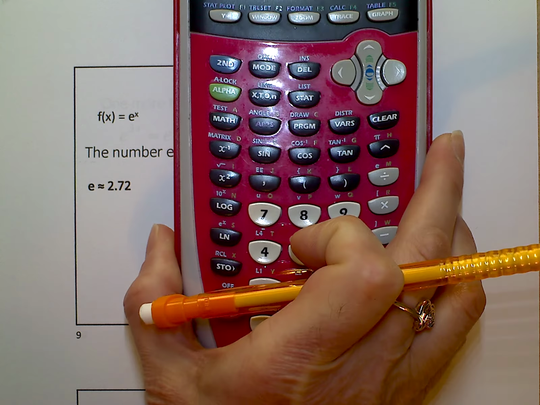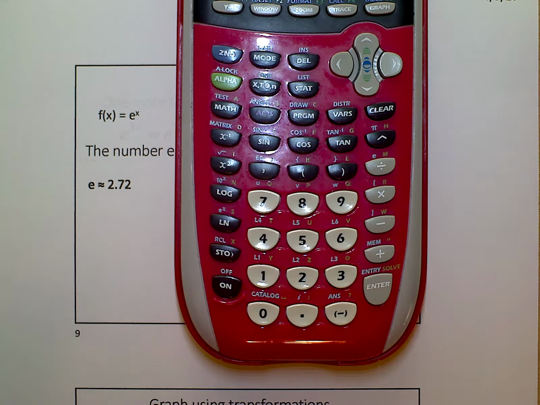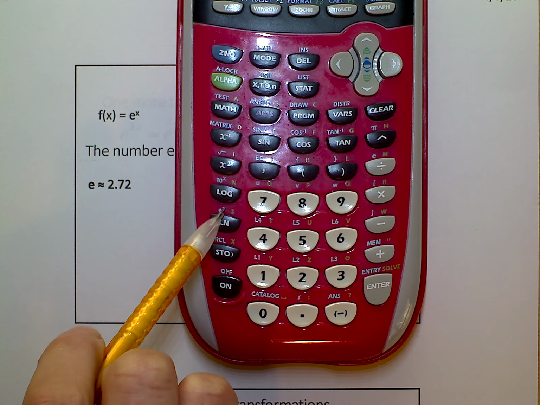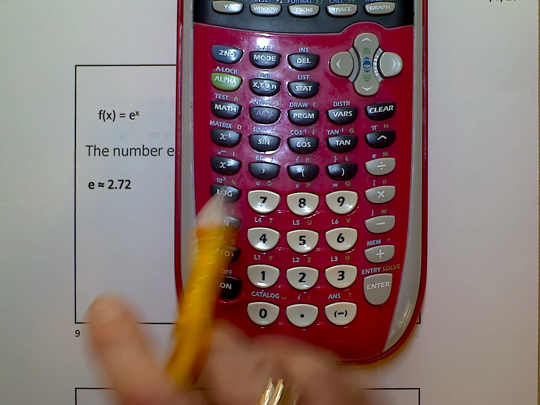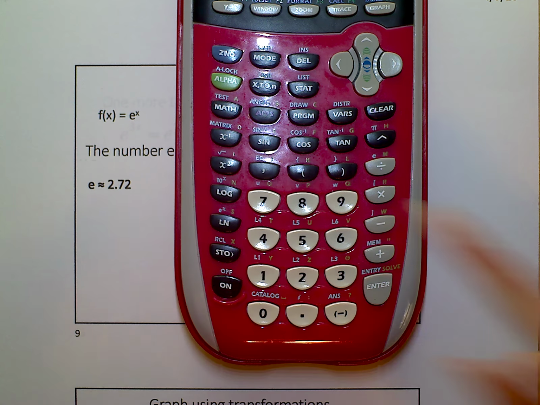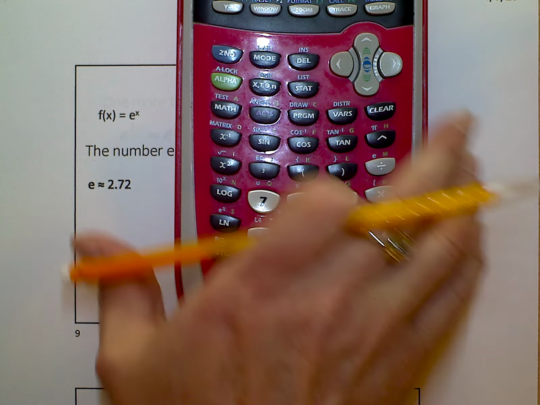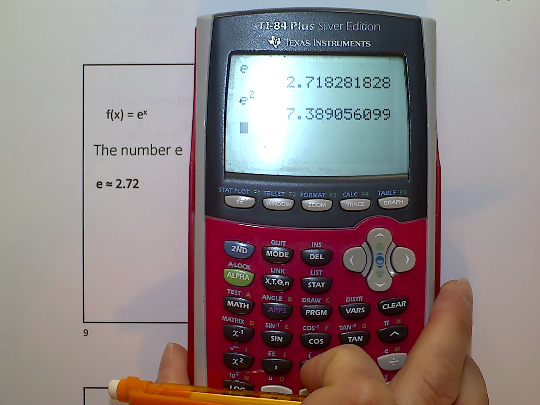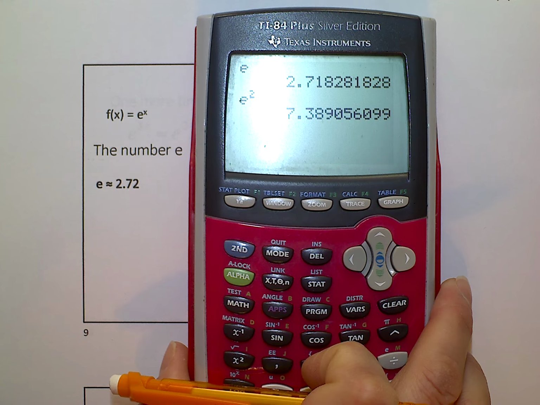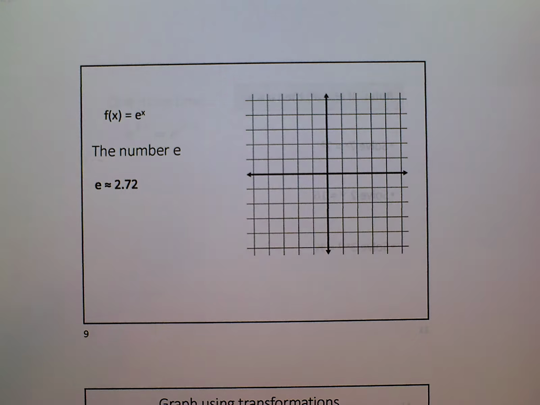Or if I want to take E to a power, let's say I want to do E squared, I would use over here above the LN button. See E to the X? So I could do second LN, and then I could put in squared. And there's where you should be. Okay? Alright, now, let's give this a try.